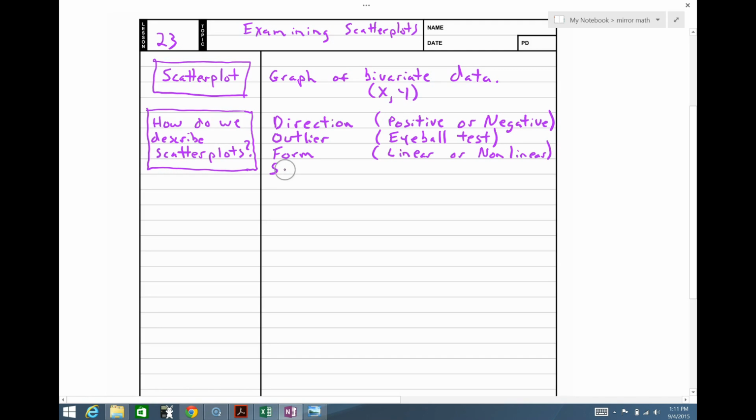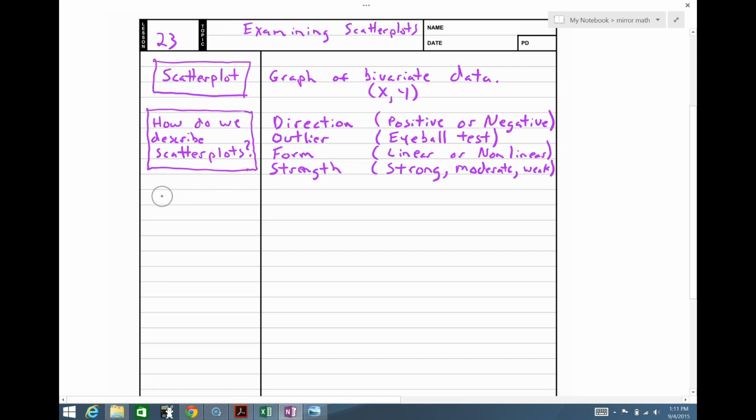Lastly, strength. And we will use these three words to describe the strength of our association: strong, moderate, or weak. All right.